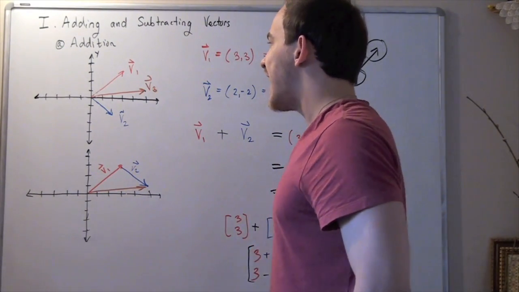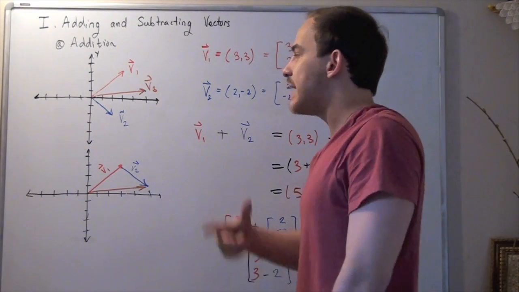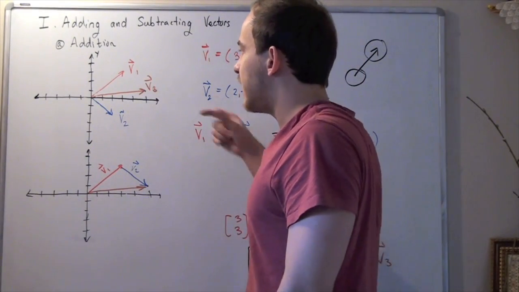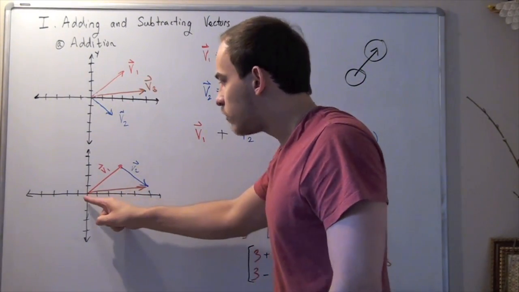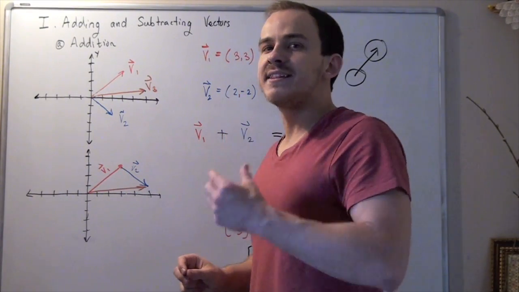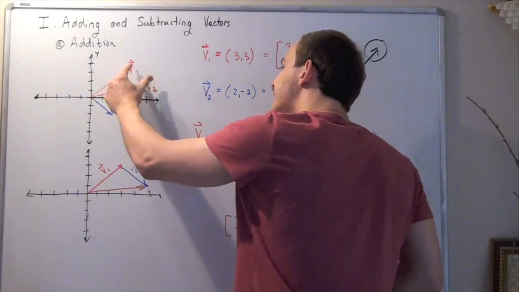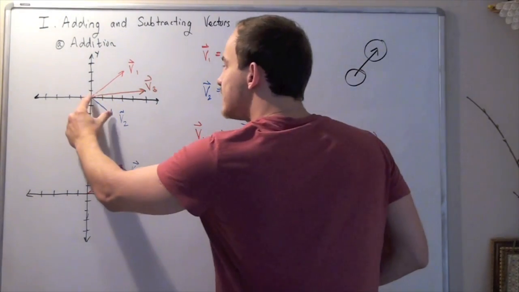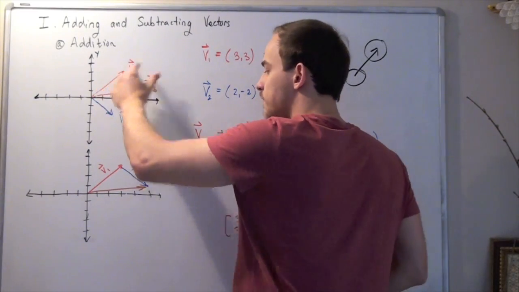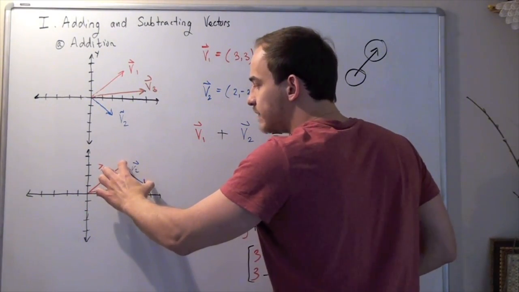If I wanted to add these up graphically, this is how I would do it. I begin with any vector. Say I begin with my vector v1, and I draw my vector v1. Then I take the tail of my second vector, and I put it on the head of my first vector. So I take this one and transfer it here. This is exactly what I get: my first vector and my second vector.